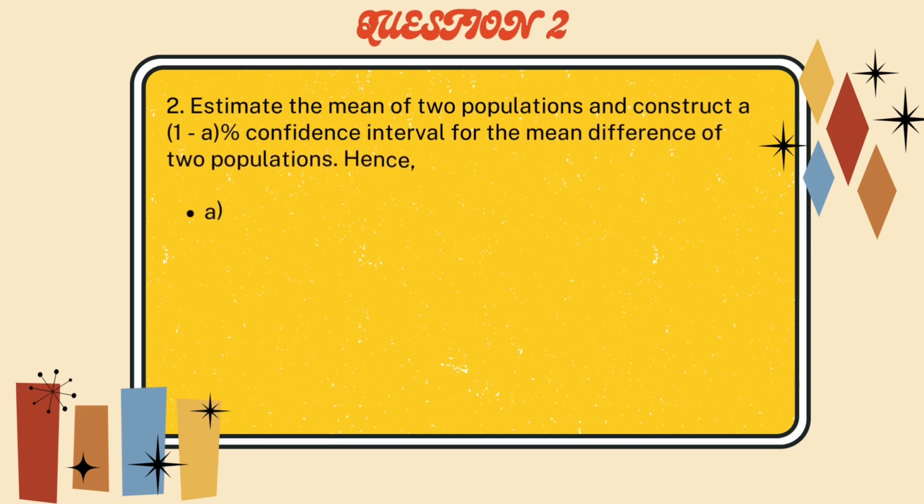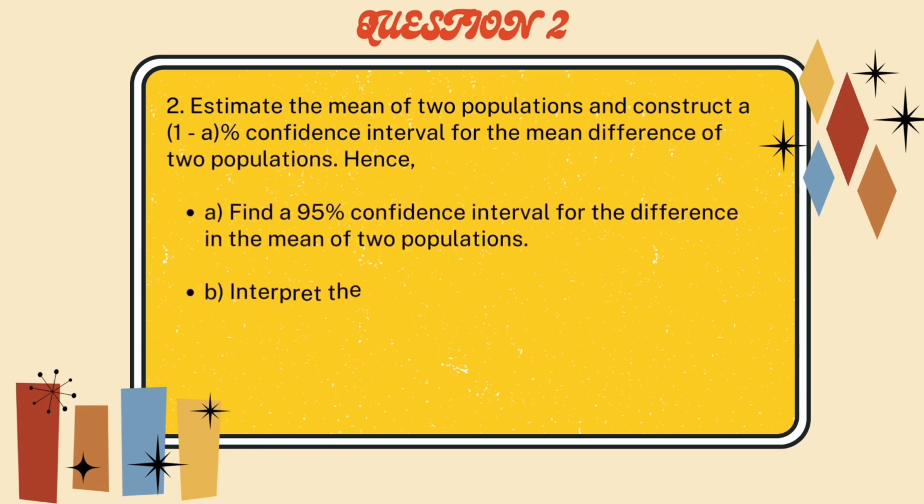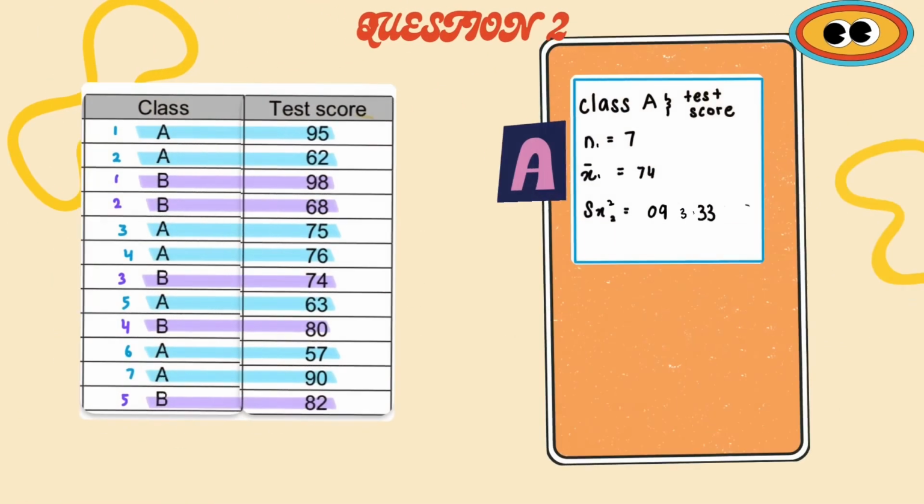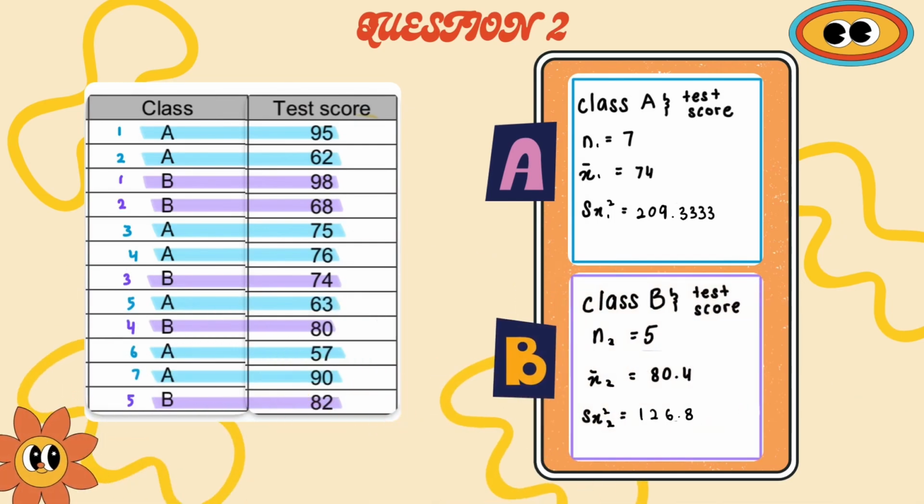Estimate the mean of two populations and construct a confidence interval for the mean difference of two populations. Hence, A. Find the 95% confidence interval for the difference in mean of two populations. B. Interpret the result and discuss your findings about the interval. The population parameters that we choose are class and test score. For this, we need to divide the populations into class A and class B. Using the calculator, we can find the n, x bar, and s.